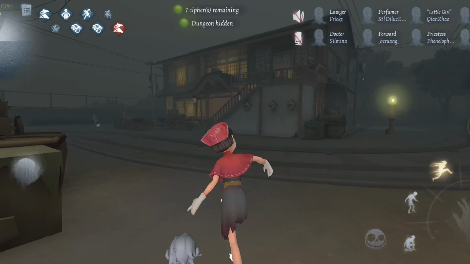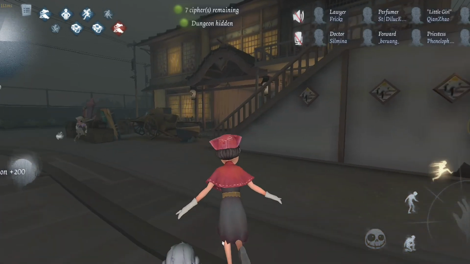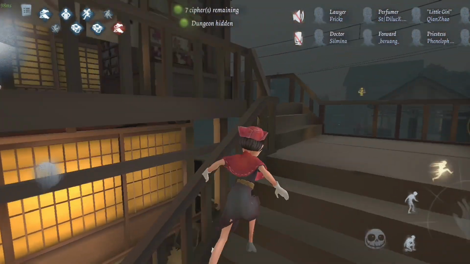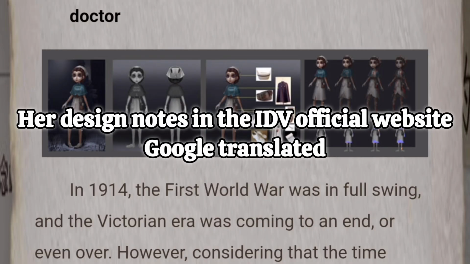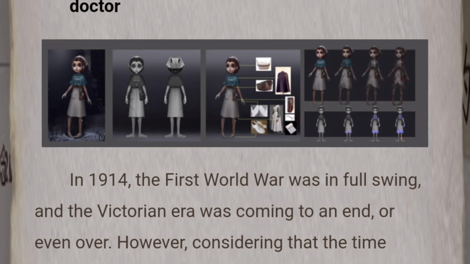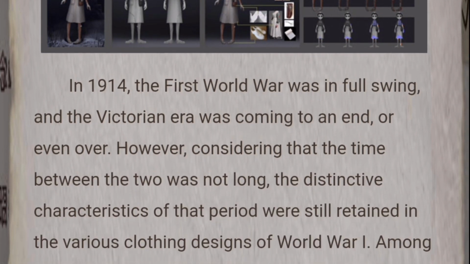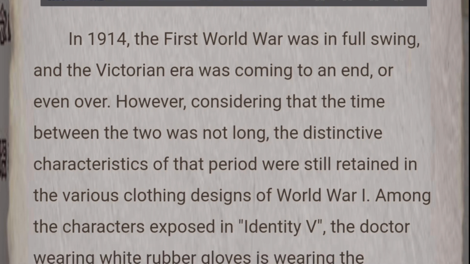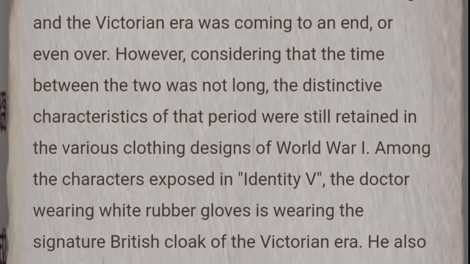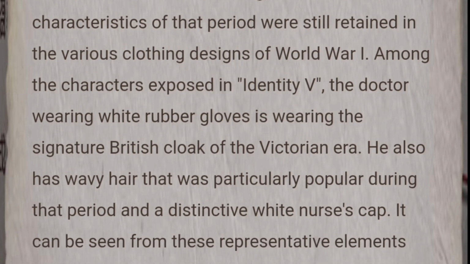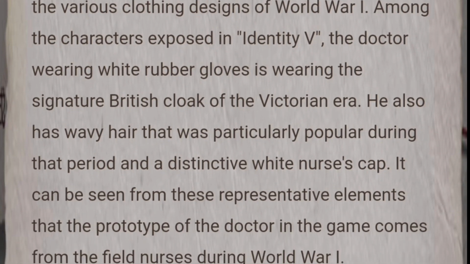The inaccuracies in Emily's outfit can be discerned by referring directly to the design notes and comparing them with her role in the game. According to the design notes, Emily's outfit draws inspiration from the nurse uniforms of the First World War. However, Emily is portrayed as a doctor, not a nurse, and her game unfolds in 1899.